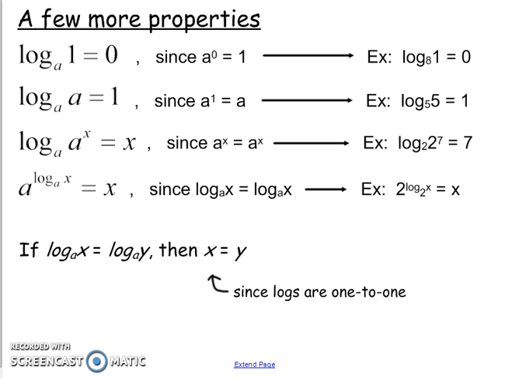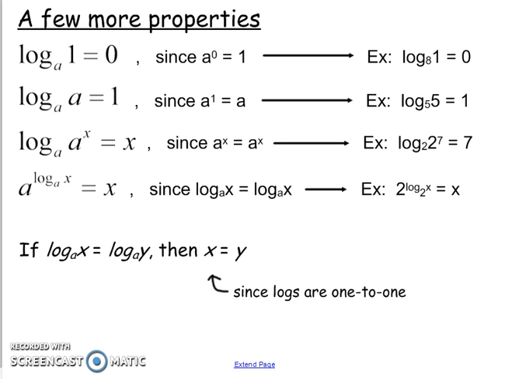Log base a of a to the x is equal to x. So again, if the base number and the number that the exponent is attached to are the same, it's just going to be equal to that exponent. Since a to the x equals a to the x, the example would be the log base 2 of 2 to the 7th is equal to 7.